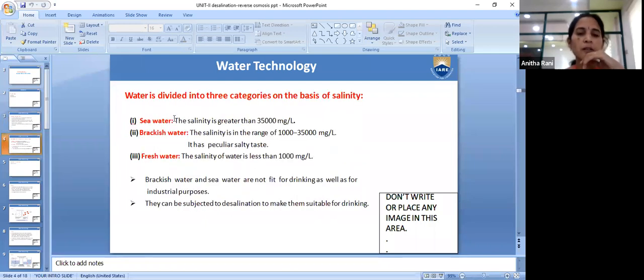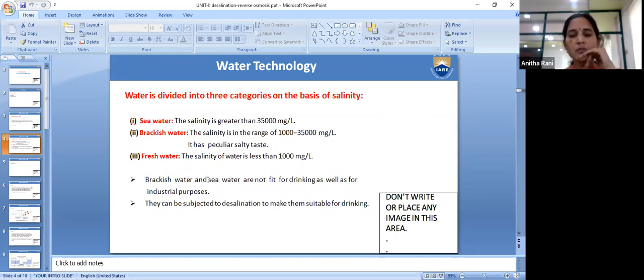Now see here, seawater contains salinity greater than 35,000 milligram per liter. Brackish water has salinity of 1,000 to 35,000 milligram per liter. Fresh water means the salinity of water is less than 1,000 milligram per liter.